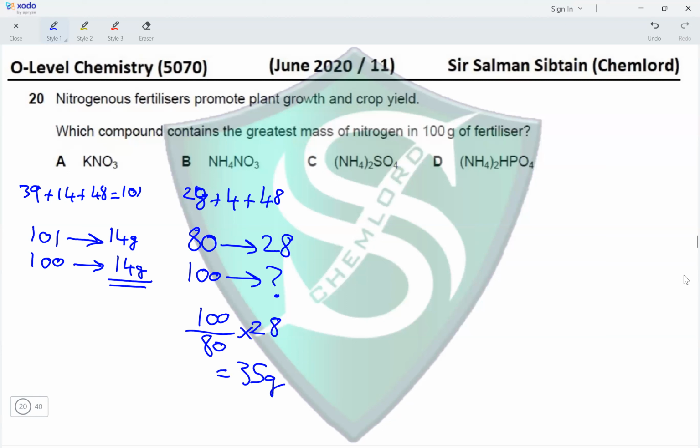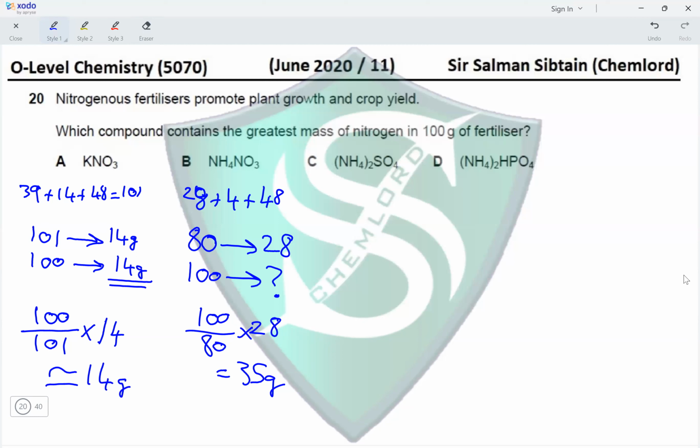And just to be clear, in the first one I didn't perform the calculation, because the calculation would have been 100 upon 101 into 14. This will not change from 14 a lot. It will be close enough to 14. That is why, because this is a multiple choice question, I left out the calculation. So roughly around 14 or less than 14.